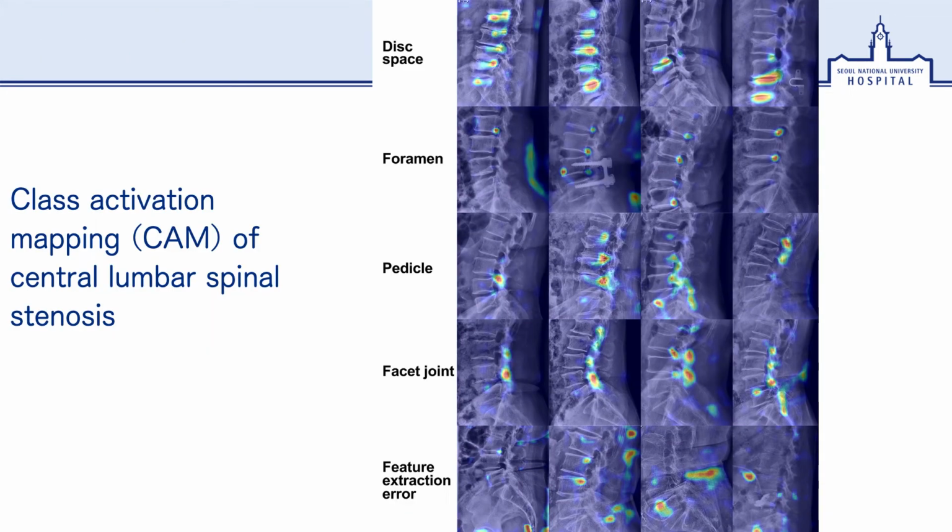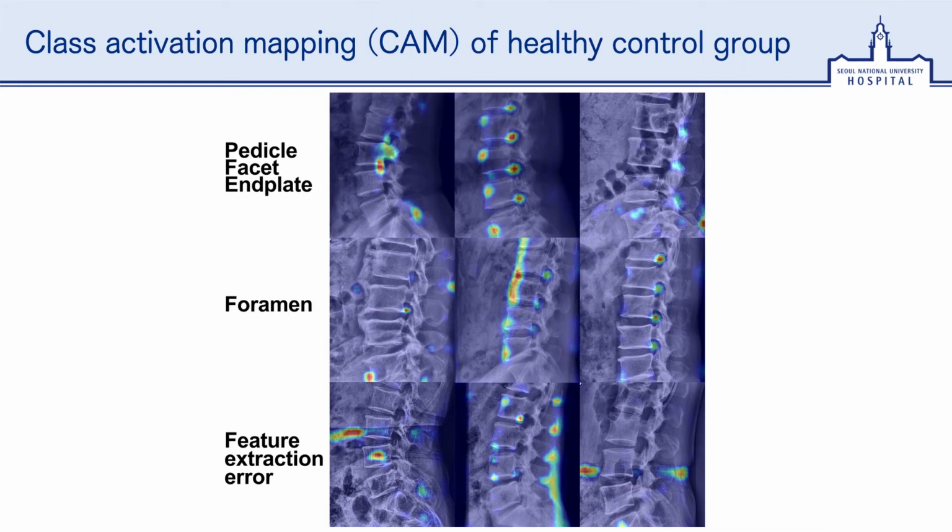These figures are class activation mapping of central lumbar stenosis. It means that the hot region is the characteristic of lumbar stenosis. The hot region can be divided into disc space and foraminal stenosis, pedicle, or facet joint. Feature extraction error was also observed. This is class activation mapping of a healthy control group. The AI model focused on pedicle, facet joint, end plate, and foramen.